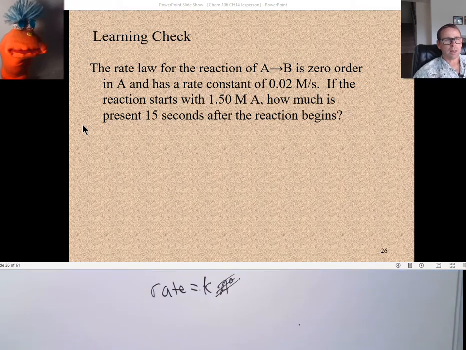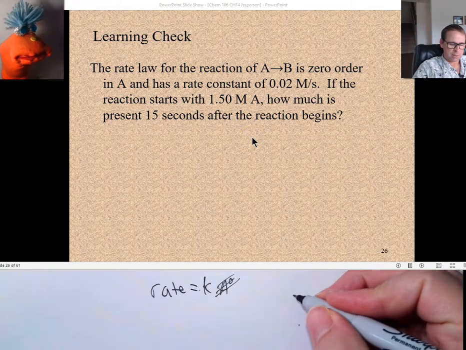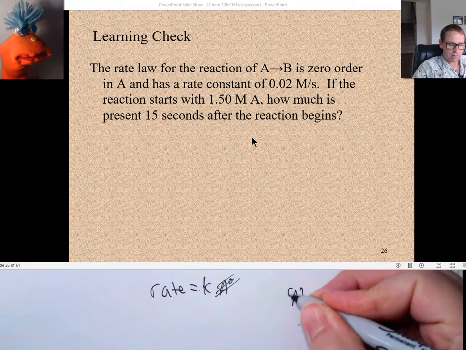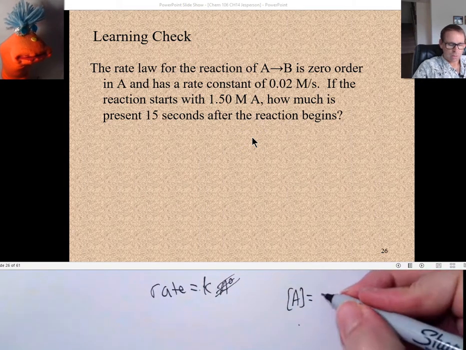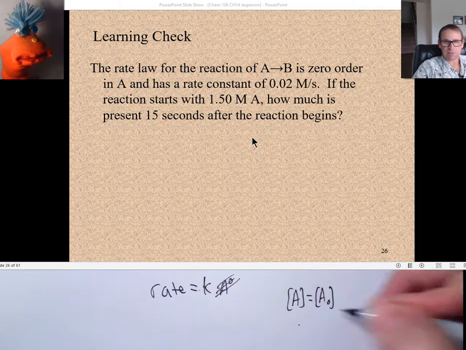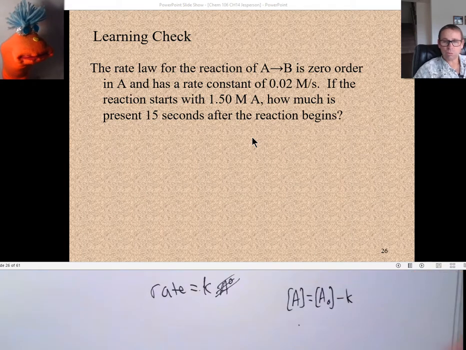All right. Now, the question is, if the reaction starts with 1.5 molar A, how much is present after 15 seconds? Well, I don't know how to do that. Well, we have to think about the integrated rate law, which is that the concentration of A will be equal to whatever concentration you start off with minus the rate times how long you've let the reaction proceed. Right? Can you see that?